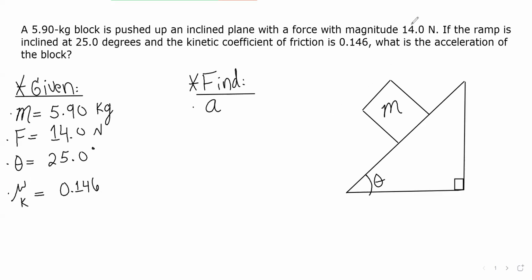So let's identify those forces. So we have the applied force, just someone pushing the block up the ramp. This is F. We have the normal force, N, which is the force of the ramp itself pressing up against the block. There's friction, acting to the left.